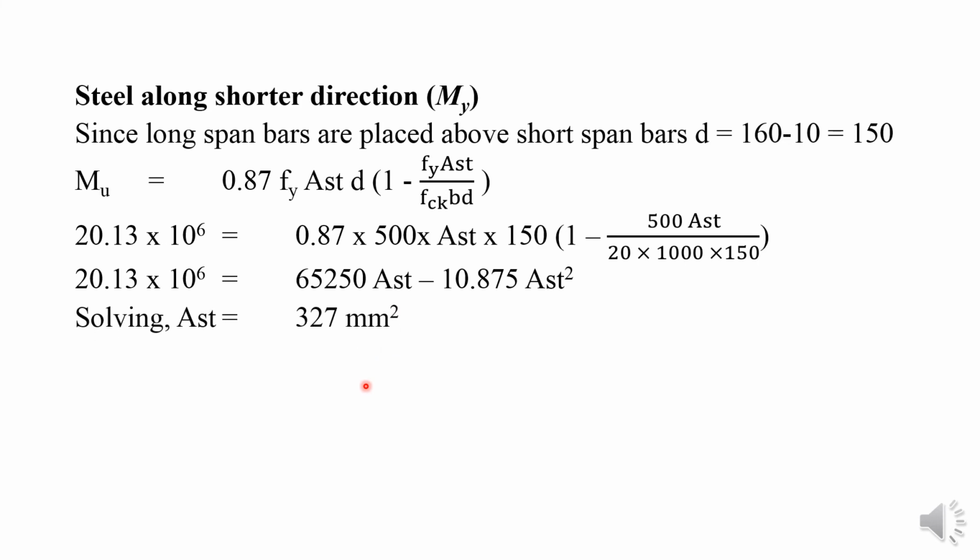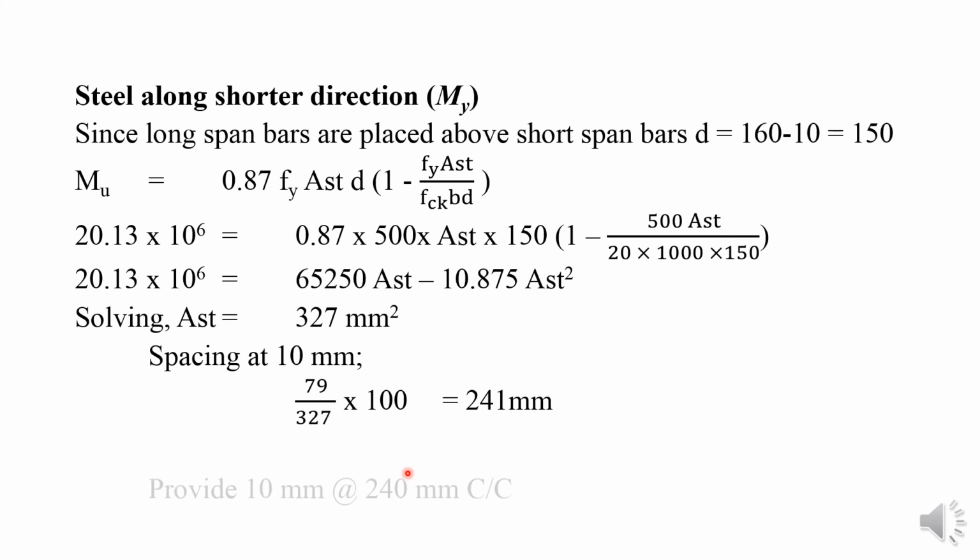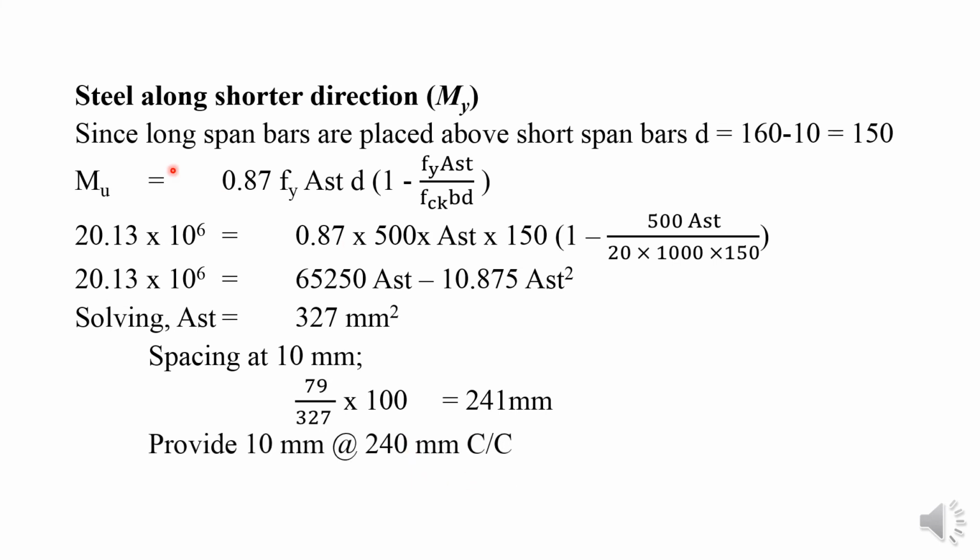So 10 mm diameter rods are used. Using 10 mm, find out the spacing first. Spacing is equal to small ast divided by capital Ast, that is pi d square by 4 divided by 327, into 1000. So that will be equal to 240 mm. So provide 10 mm at 240 mm center to center. So this is the spacing. Maximum spacing up to 300 mm we can provide. We are getting 240 mm. So we provide 240 mm center to center spacing with 10 mm diameter bars.